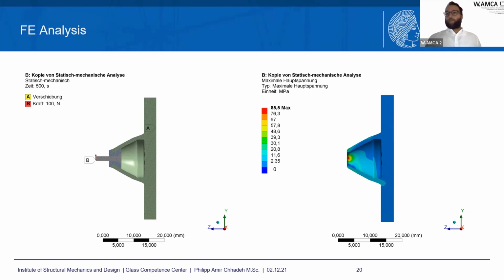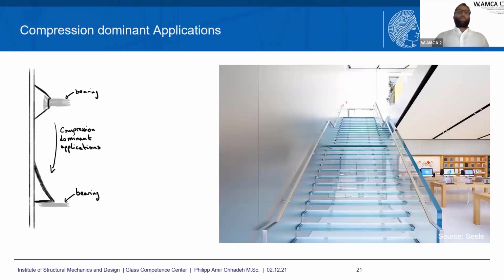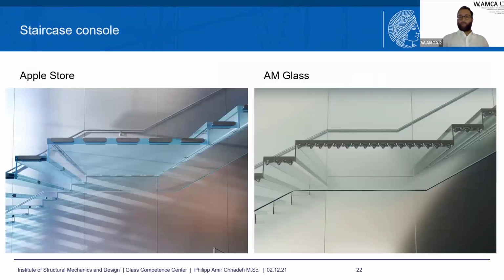So we went back to the drawing board and looked for compression-dominant applications. We don't want to have it on the top left in the bearing situation. We want a compression-dominant situation. For example, looking at a staircase, staircase consoles, we can print, and put a glass plane on top. We don't have lifting forces. In some way we do, but most of the load is in compression here. So we looked at the Apple Store in San Francisco with those laminated metal inserts. We thought, okay, we can also do this with additive manufactured glass.